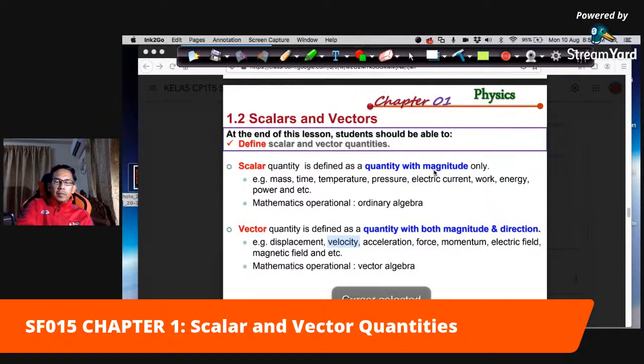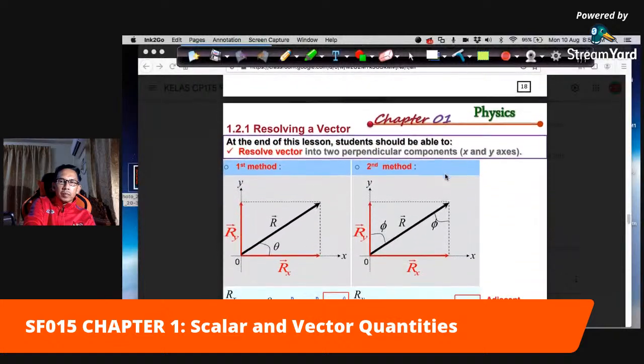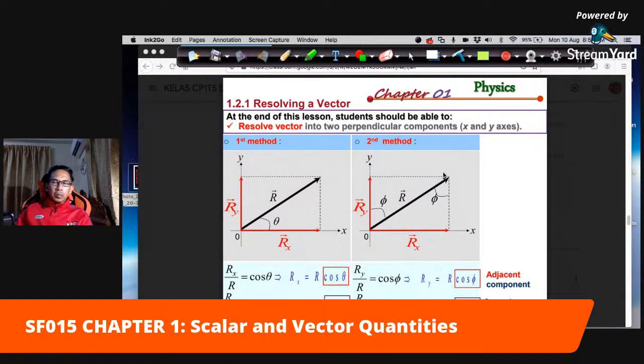Okay, saya akan terus kepada slide yang seterusnya. Subtopik 1.2.1 is resolving vector. Ini adalah satu subtopik yang amat penting sekali, because first kamu kena faham mengenai resolving vector. Yang kedua, resolving vector ni akan digunakan untuk chapter 2, chapter 3, kebanyakan chapter yang kamu belajar dalam first semester ini akan menggunakan kaedah resolving vector sebagai penyelesaian. So meaning kamu kena betul-betul faham.